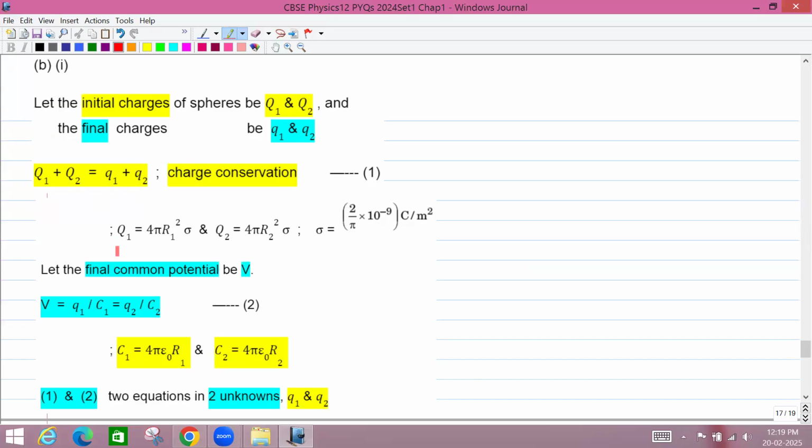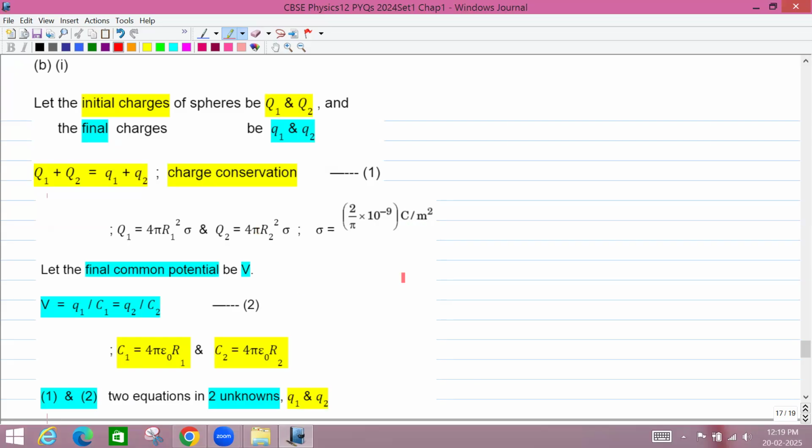And the initial charge Q1 is the surface area of the sphere, 4 pi R1 square, into the charge density sigma. And the initial charge on sphere 2 is 4 pi R2 square into sigma. Sigma is the surface charge density, and it is given in the question as 2 by pi into 10 to the minus 10 coulomb per meter square. It's surface charge, so charge divided by area, so the unit is coulomb per meter square.